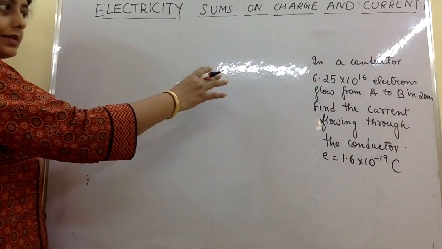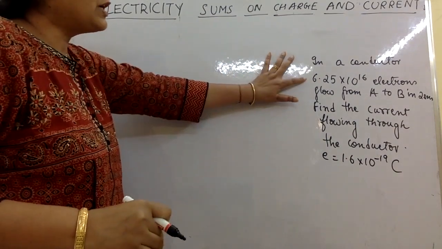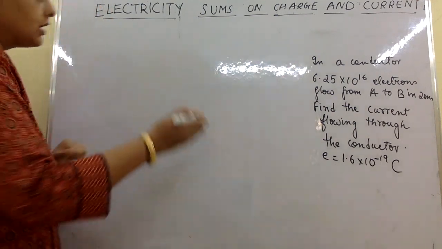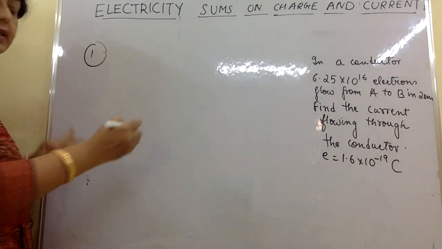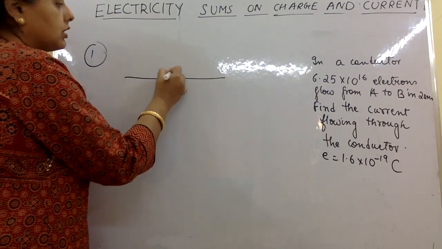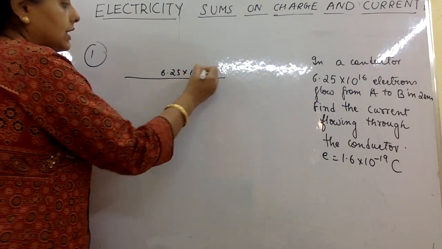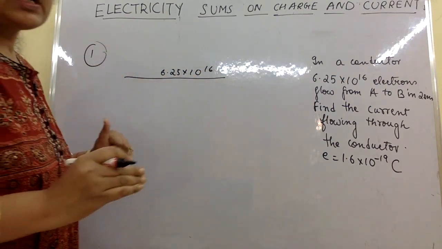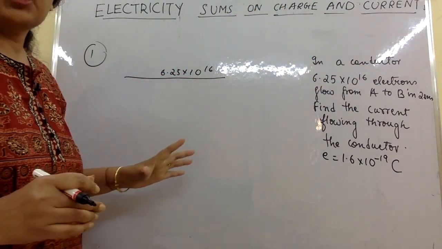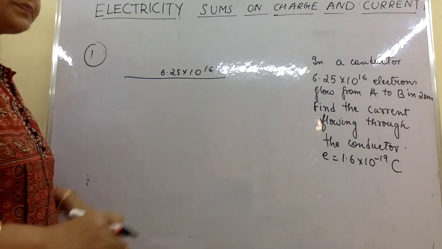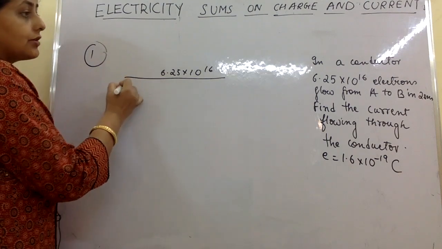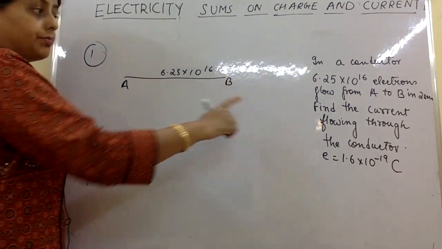Now here in a conductor there are 6.25 into 10 to the power 16 electrons, that is, the conductor is a wire. Okay, this is question number 1 from Selena. Now in these sums we have to be very careful. Are they talking about electrons or are they talking about charge? Don't take one for the other. So here 6.25 into 10 to the power 16 electrons are flowing from point A to point B.